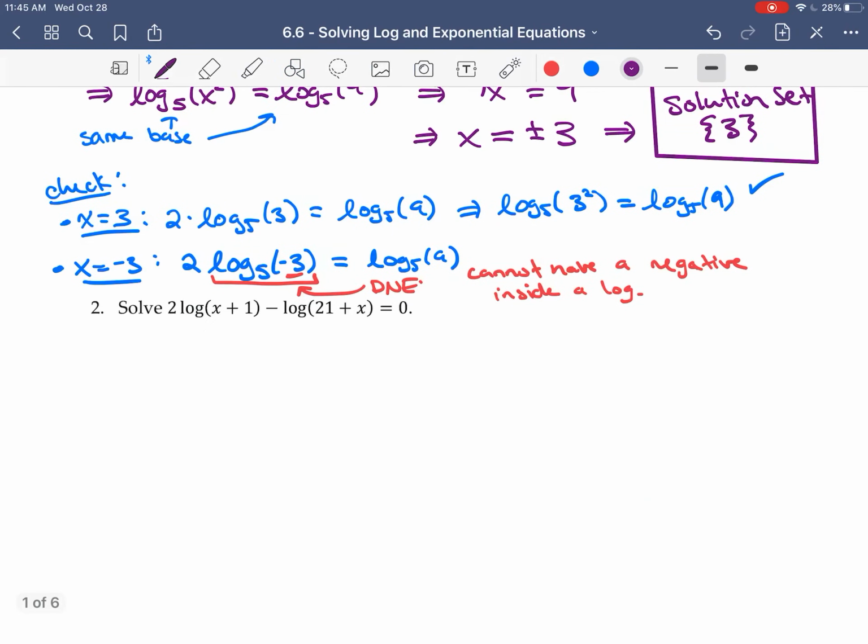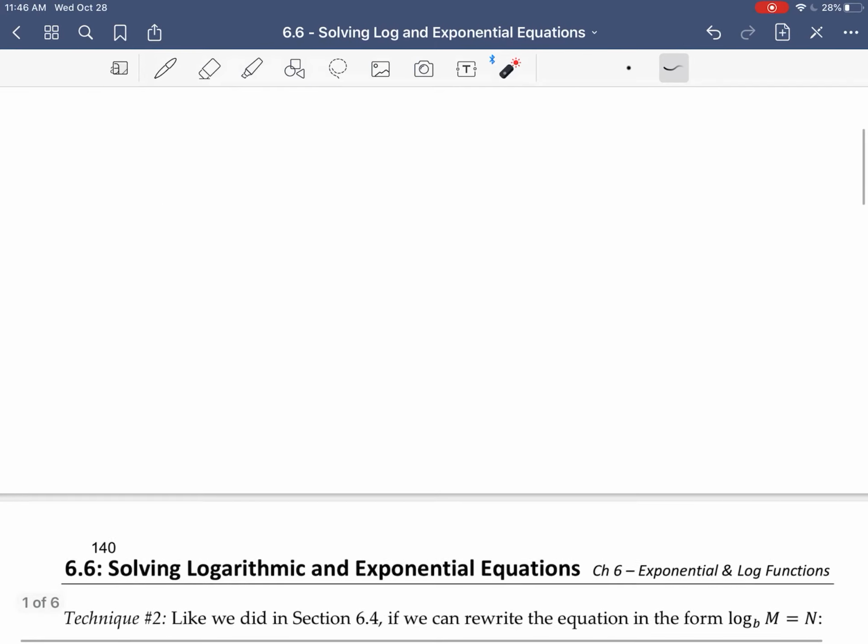Now I'm going to leave number 2 for you to do. It's going to be very similar, except the solving part is going to be a little bit harder after. You'd want to move this over to that side so you have 2 logs. This 2, we're going to use the same trick we did above, and then you can set the insides to be equal.